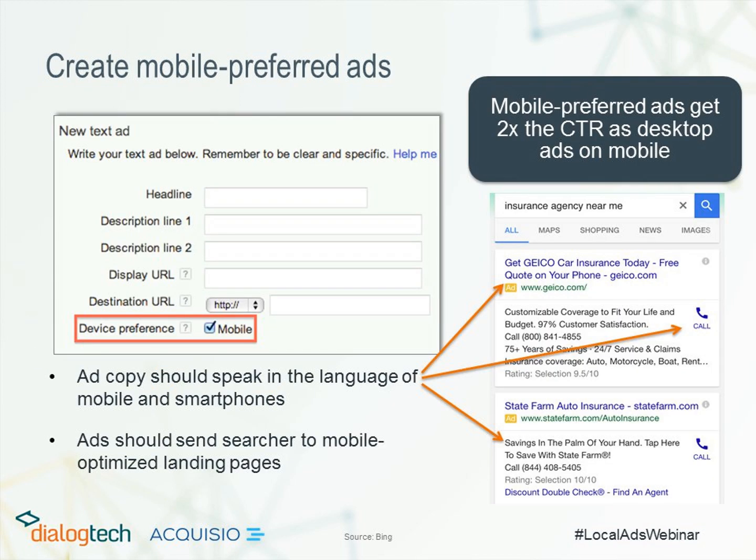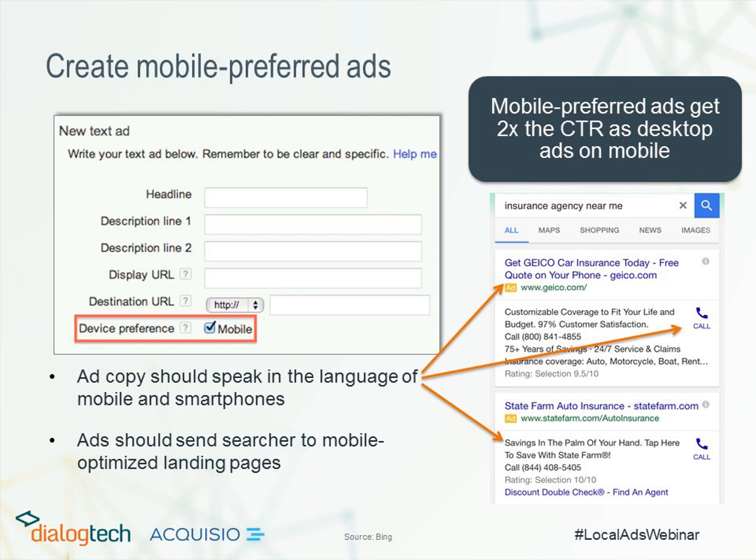So how do you take advantage of mobile advertising for local? The first step for search is to create mobile preferred search ads. You can see the stat in the upper right from Bing that says that mobile preferred ads, made specifically for people on smartphones and mobile devices, get twice the click-through rates as just running your regular desktop ads on mobile.